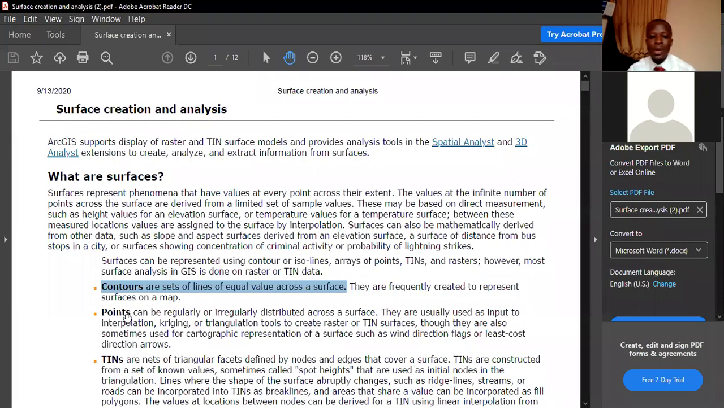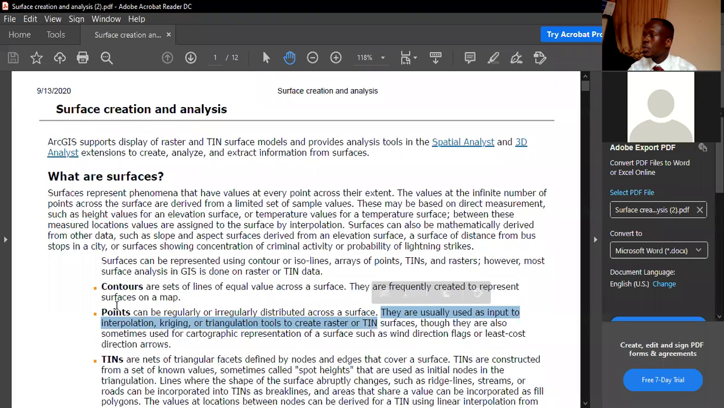You can use points to represent a surface. In that case, I was talking about spot heights, like height at random points, but normally you grade it. When you pick spot heights, you grade the area of interest. So the points can be regularly or irregularly distributed across the surface, but usually you go for a regular grid. It helps. Okay, so they are usually represented as input to interpolation, Kriging, triangulation tools, and so on.